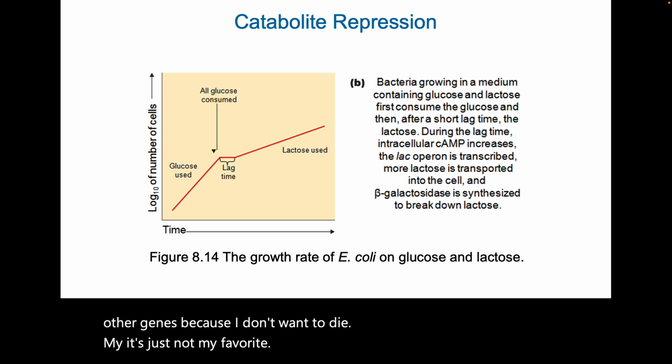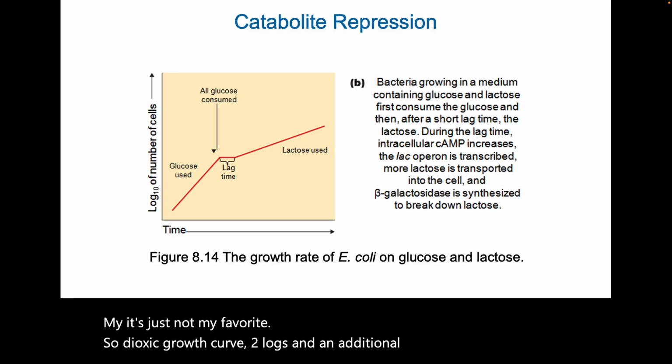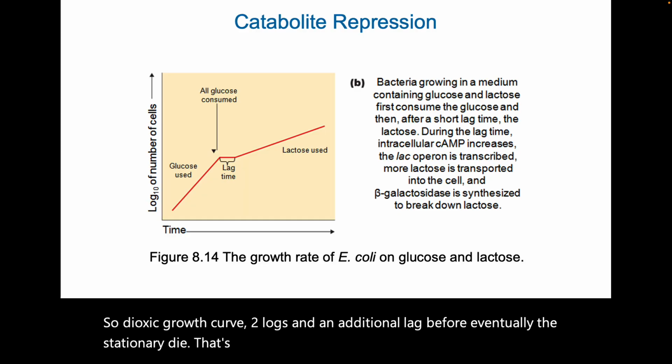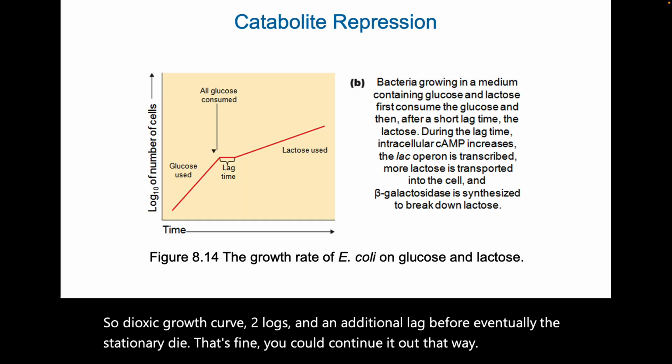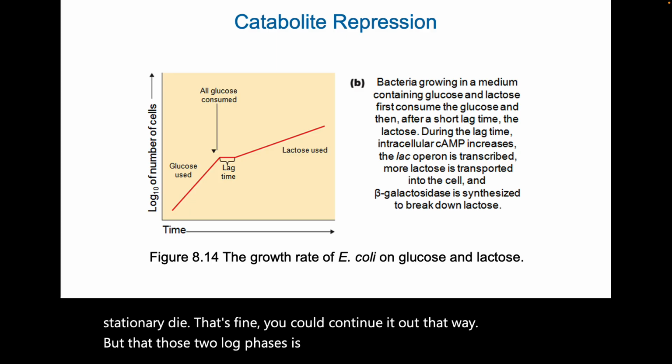Okay. So diauxic growth curve, two logs and an additional lag. Eventually they'll go stationary and die, that's fine. You could continue it out that way. But those two log phases is really classic for switching gene regulation and utilizing a different carbon source.